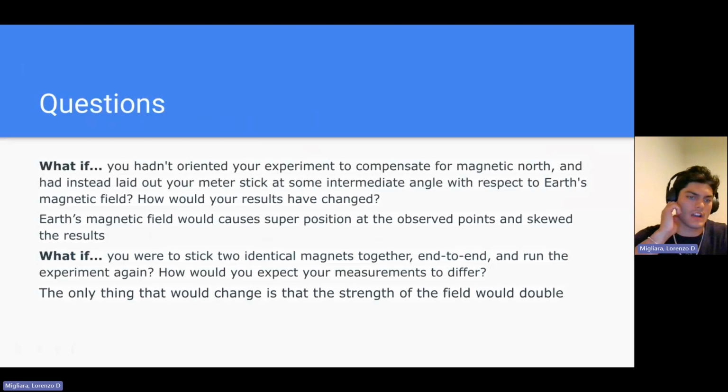Here are our questions. What if you hadn't oriented your experiment to compensate for magnetic north? It's possible that Earth's magnetic field would cause superposition at the observed points and skew the results, basically constructively or destructively interfering with the magnetic field. And what if you were to stick 2 identical magnets together at the end? Of course, if you had 2 magnets, you have double the charge, but if they're end to end, the only thing that would change is the strength of the field. None of the directions would change.